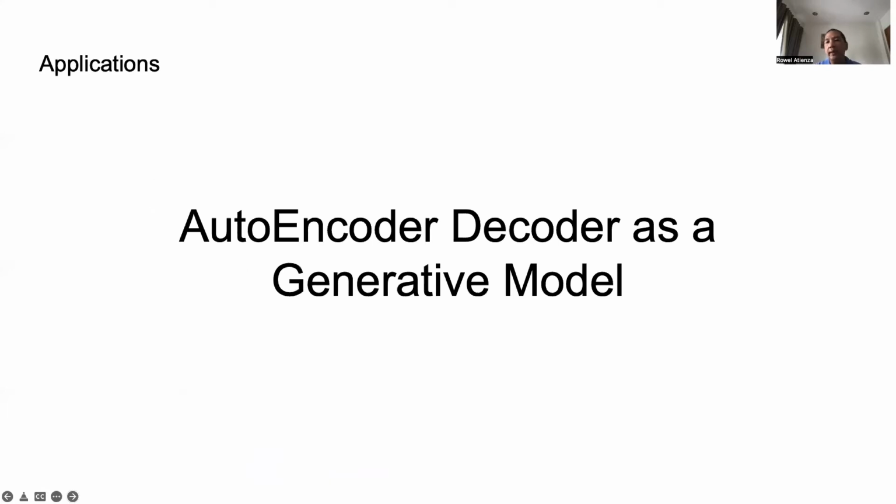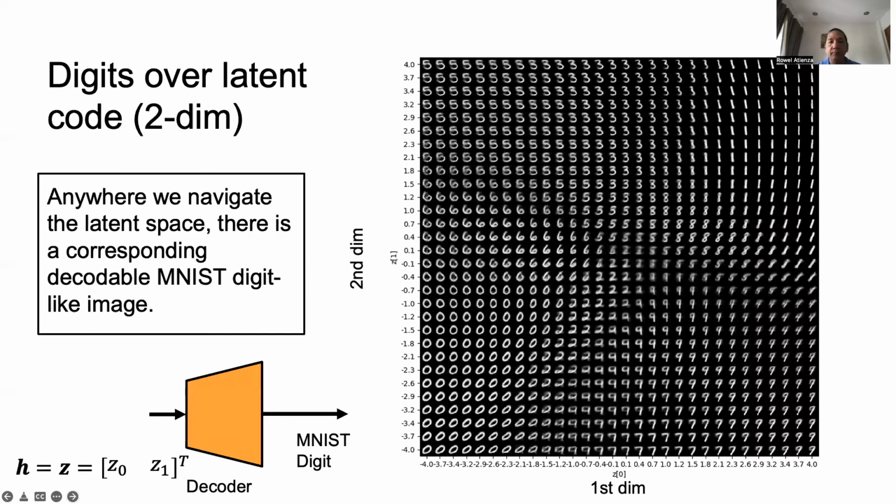Let us focus on practical applications of autoencoders. First, a decoder can be used as a generative model. Suppose we have a trained autoencoder using a 2-dim latent vector. By encoding MNIST in a 2-dim latent vector, we can project all possible reconstructions on a 2D plot. The X and Y axis are the 2 dimensions of the latent vector.